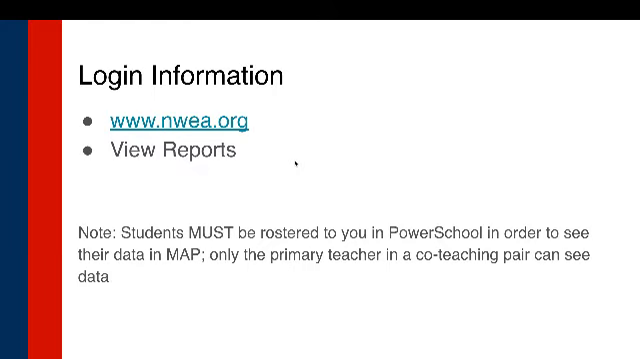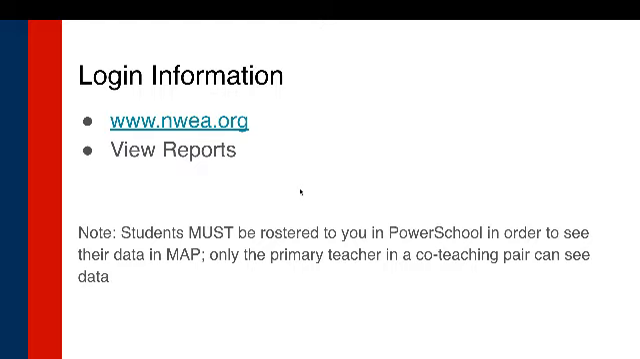So to log into NWEA, go to www.nwea.org. What we're going to do is view reports, which is located on the left side of the screen once you log in. Students have to be rostered to you in PowerSchool in order for you to see their data in MAP, and this automatic rostering takes place approximately once every evening. It does take a couple of days from the time a student is enrolled in PowerSchool to the time that they show up on your MAP roster. So it may take a couple of days, again, if students are moving in throughout the year.